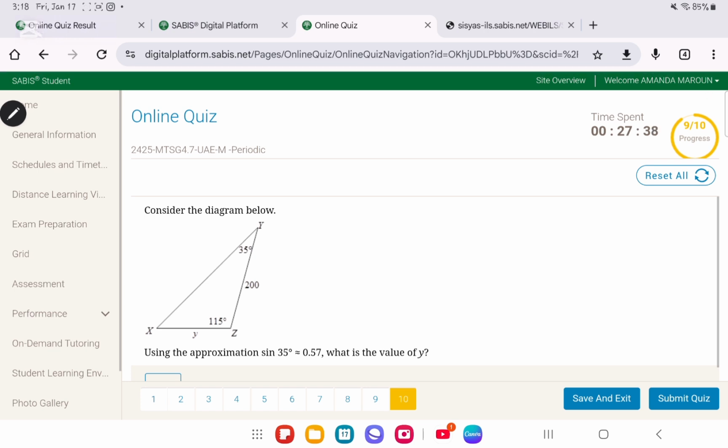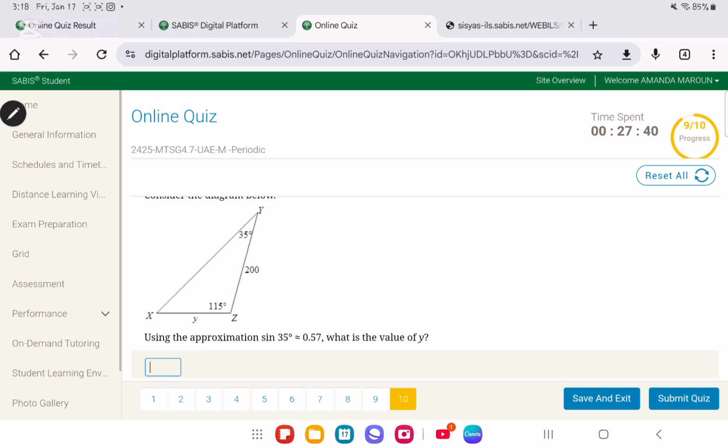Now finally, question number 10. Use the approximation sine 35 is 0.57. They need us to find the value of y. Now, very simply, they need the value of y over here. And we are given what? That the angle opposite to the side is 35 degrees. Now we are given another side, which is 200. But are we given the angle that is opposite to it?